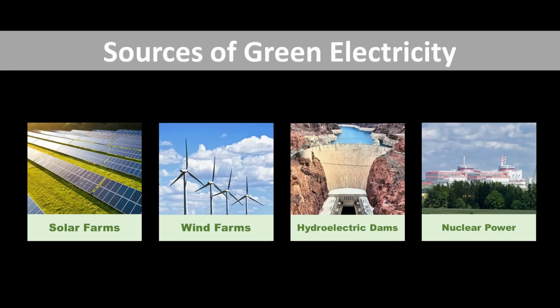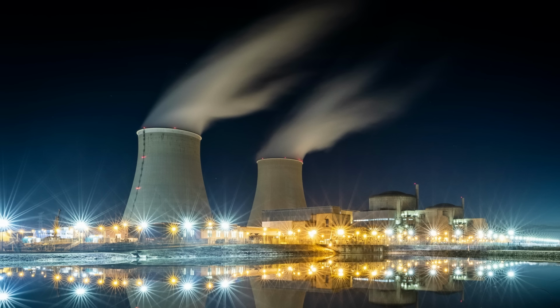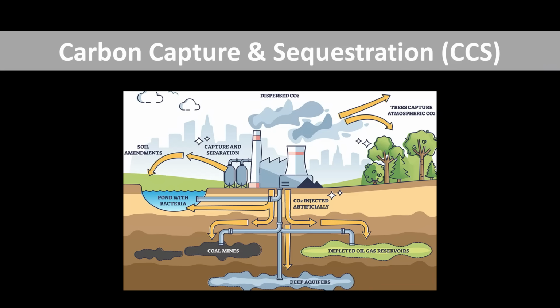If one wants to make heat without emitting carbon dioxide, they have several options. One is to make green electricity and then use that to make heat. Another is to get heat directly from a nuclear reactor. And a third option is to burn fossil fuel, capture the carbon dioxide, and store it underground. This is called carbon capture and sequestration.